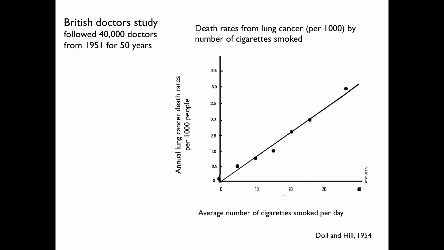This is how we got the first evidence for the correlation between smoking cigarettes and lung cancer. So this was done in British doctors, about 40,000 of them in the 1950s. And they looked at the death rate compared to number of cigarettes smoked a day. And you can see a very strong association here based on the people who were exposed to tobacco smoke versus those who weren't.